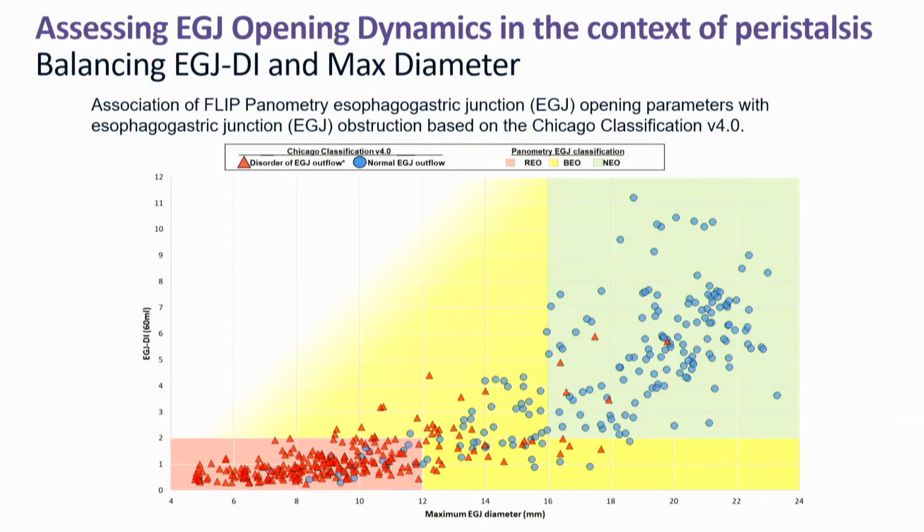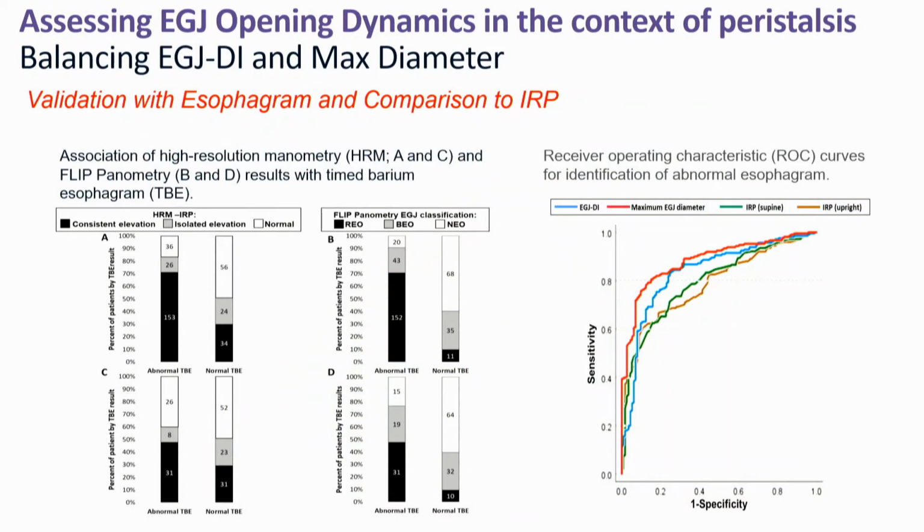We've done other fancy modeling studies now looking at higher level data. This is something that uses K-nearest neighbors, where you can actually predict the probability of an obstruction with this particular technology in real time if you have the technology in your lab. And the other thing we showed was that it actually beat high-resolution manometry. So this red and blue curve here are the measures that we use in FLIP panometry, that is the max diameter and the distensibility index, versus both the supine and upright IRPs. You can clearly see that those two measurements were much more effective in predicting abnormal obstruction on esophagram, using a third objective tool.